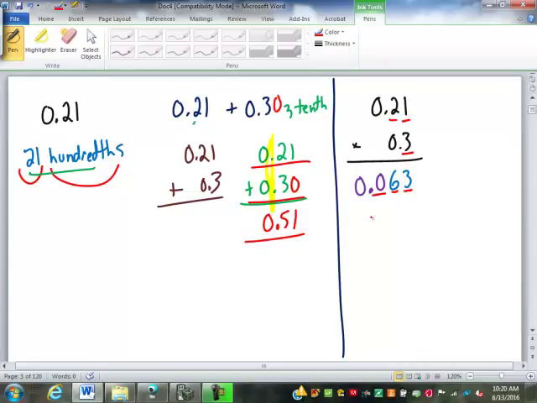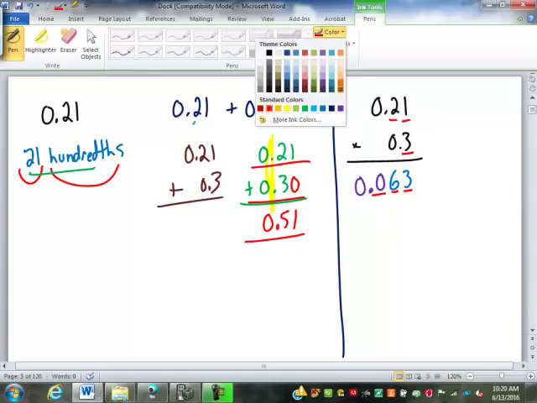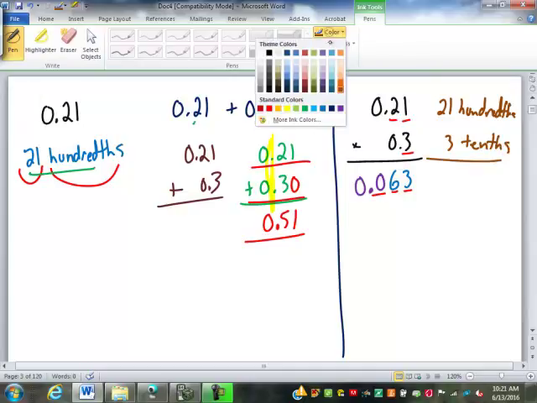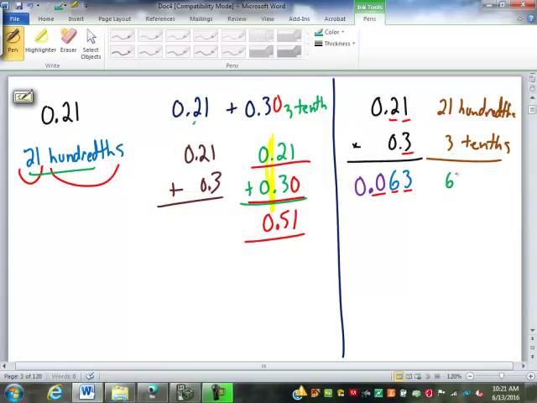Look familiar? Well, again, why? Well, not just because your 3rd grade teacher said so. It's because when we look at this, this is 21 hundredths. This is 3/10. And when you multiply numbers, you combine the counts. 21 times 3 is 63, but you also combine the names. Hundredths times tenths is thousandths.